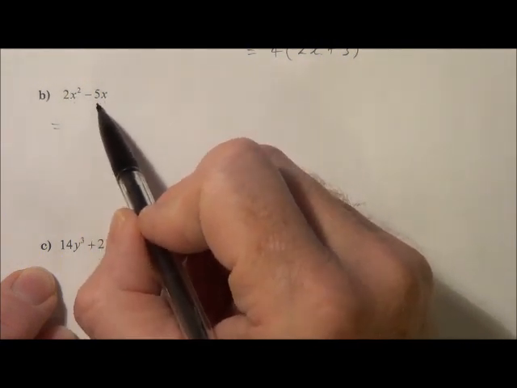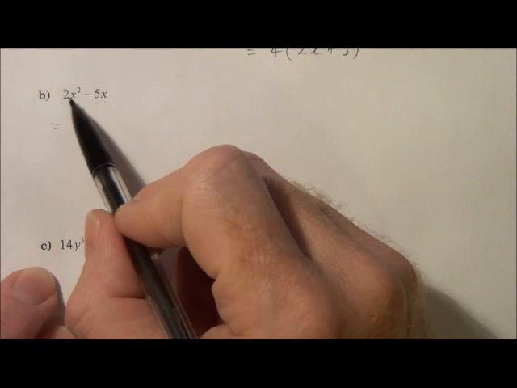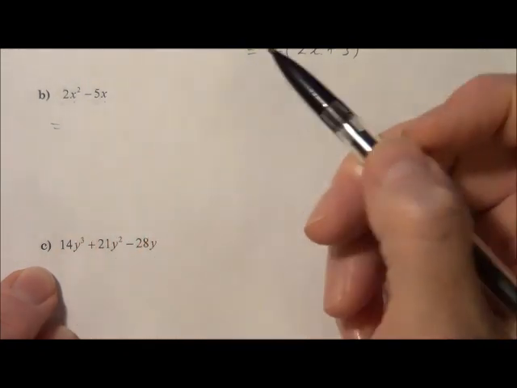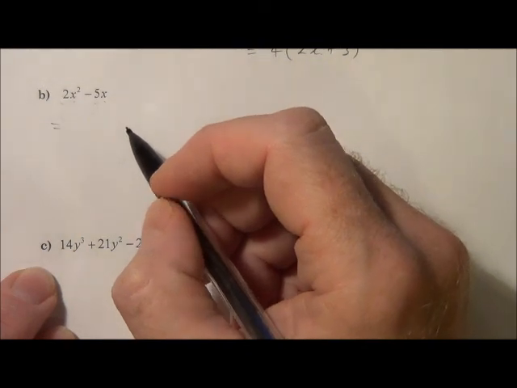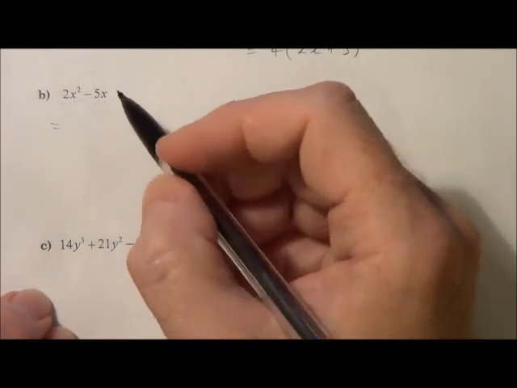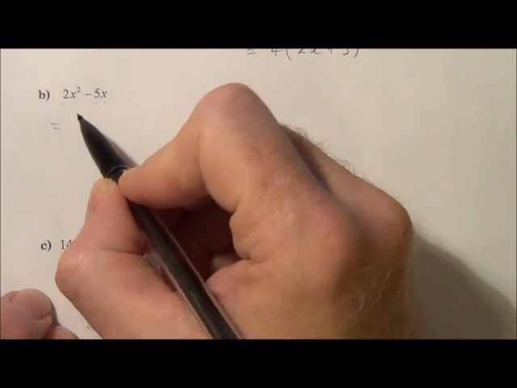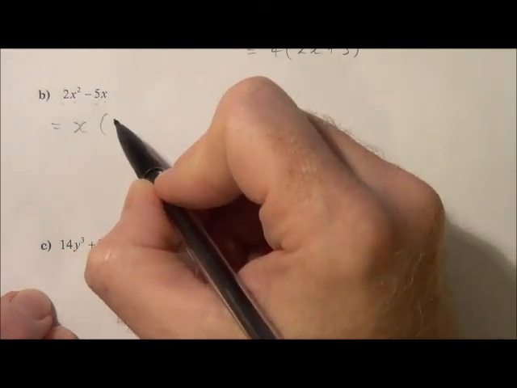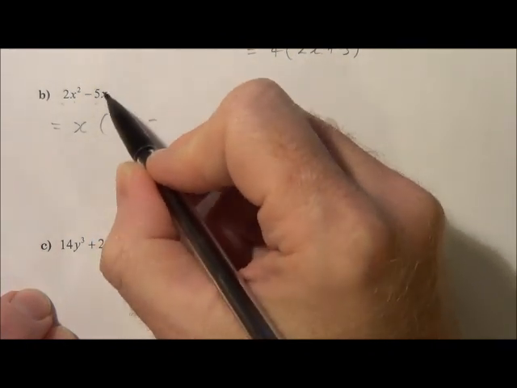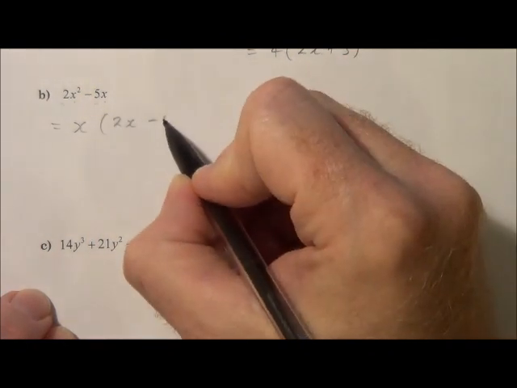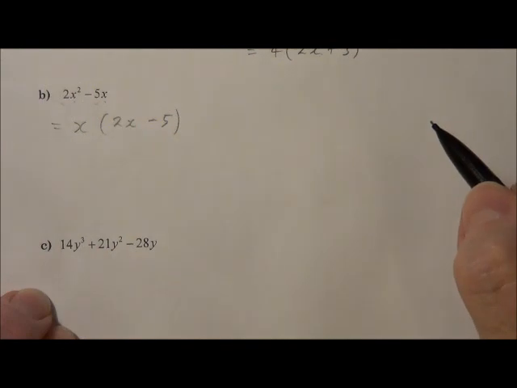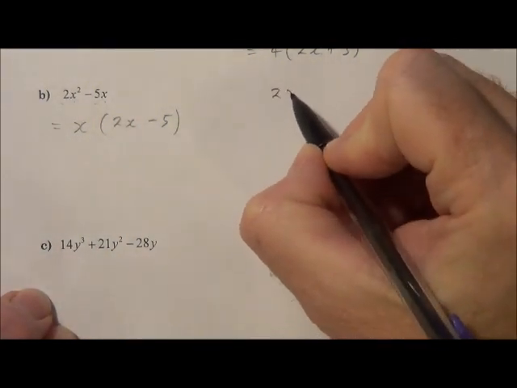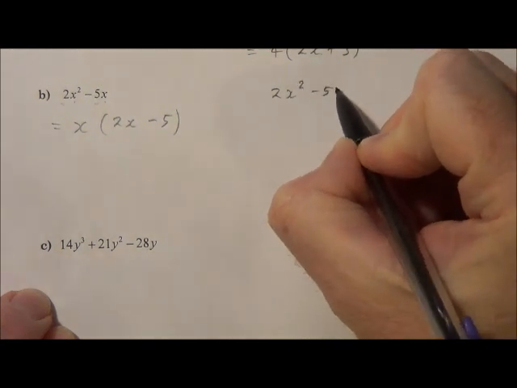I also take a look at the coefficients, and I realize that there are no factors greater than 1 that can be divided out of both of those, so I don't have to worry about any numerical factor to divide out, but I'll divide out an x, and when I divide 2x squared by x, I get 2x, and when I divide negative 5x by x, I get negative 5. Okay, so what about doing it my other way that I just came about?